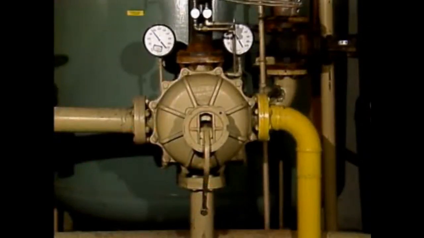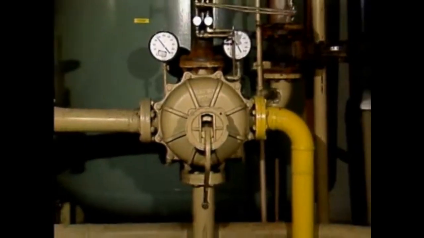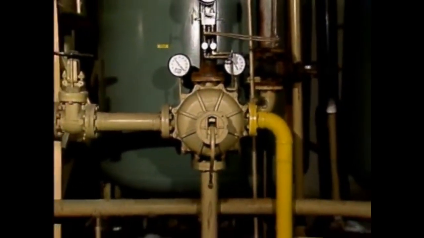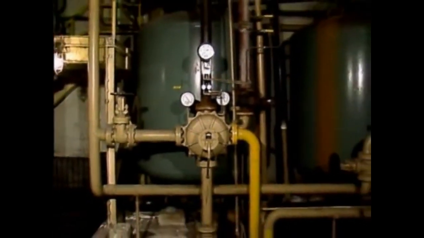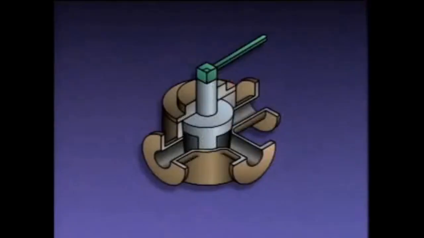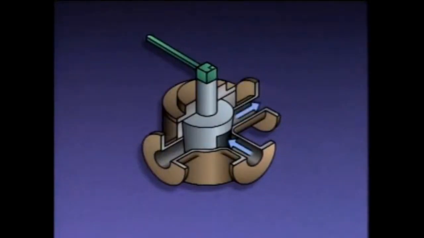A multi-port plug valve has additional piping connections and a different type of plug. Instead of a plug with an opening that allows fluid to pass straight through the plug, a multi-port plug has an L-shaped opening. Here's an example of a three-way multi-port plug valve. When the plug is lined up in this position, fluid enters here and exits here. But when the plug is moved to this position, fluid enters here and exits here.